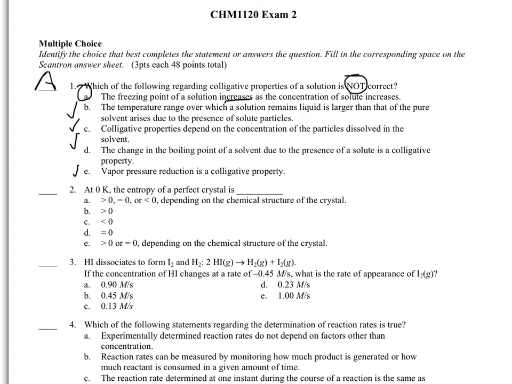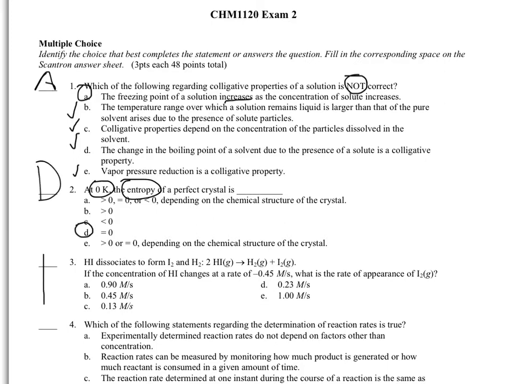All right, number 2. OK, the entropy of a perfect crystal at 0 Kelvin: everything stops vibrating. And if everything stops vibrating, you don't have any translational, rotational, or most importantly, vibrational motion. And if you have no motion, you have no entropy. And so the answer to this one is D. That's a simple definition problem.